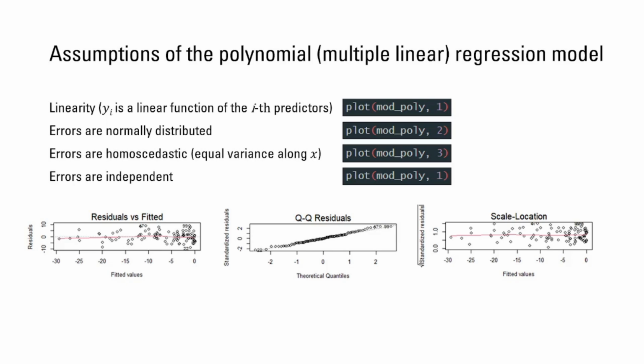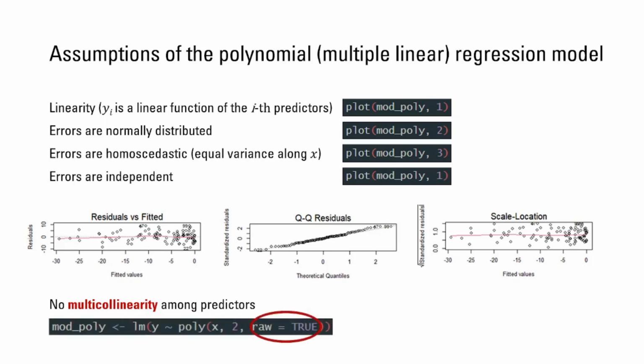Finally, an assumption concerning the predictor variables, which is particularly relevant to polynomial regression, is a lack of multicollinearity, which brings us back to the topic of raw polynomial transformations.